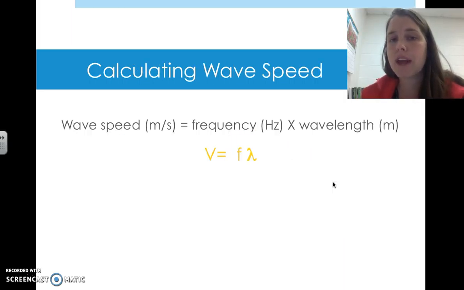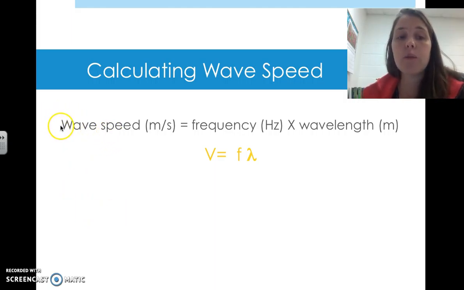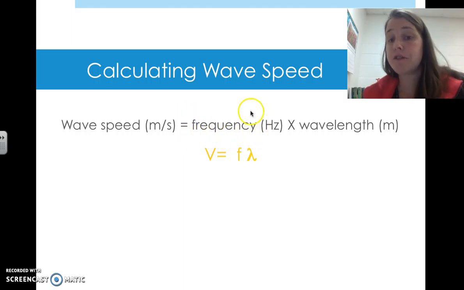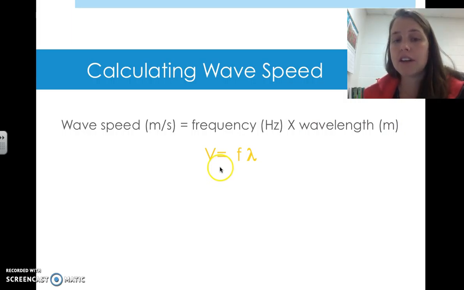So to calculate wave speed, so waves move, we talked about wavelength, we talked about frequency, and they all have to do with the wave speed, how fast the wave is actually moving. So wave speed is calculated in meters per second. That's how fast the wave is moving. And you need the frequency in hertz and the wavelength in meters in order to calculate this. And to calculate it, the wave speed is going to equal the frequency times the wavelength. So understand that, because you'll have to calculate some wave speed.